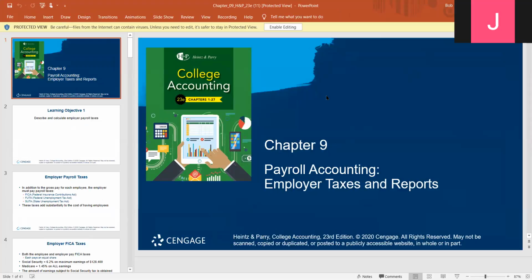Now, what we're going to learn in chapter 9 is how to handle the payroll from the company side, because the company also pays a few payroll taxes. The company also pays a couple of other taxes that the employees don't. And you're going to find that there's a couple that both pay, employee and employer. So let's get familiar with that, get us going here.